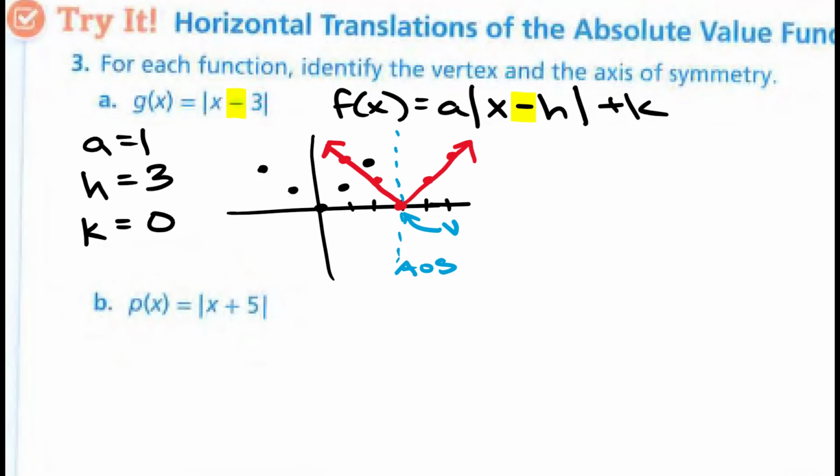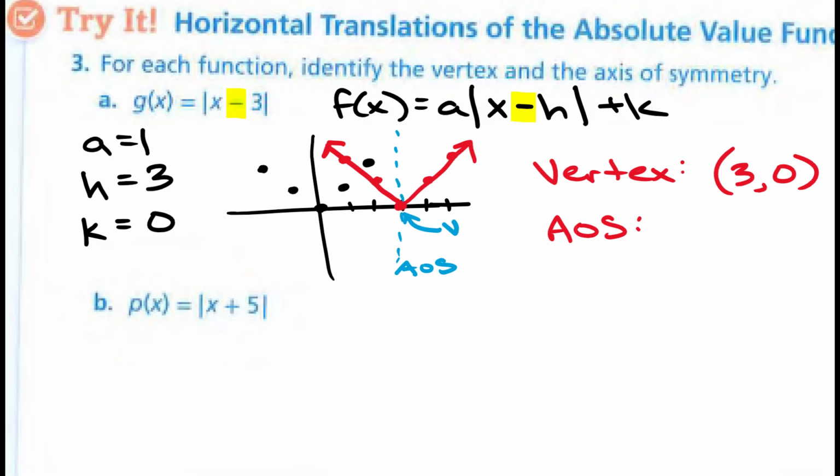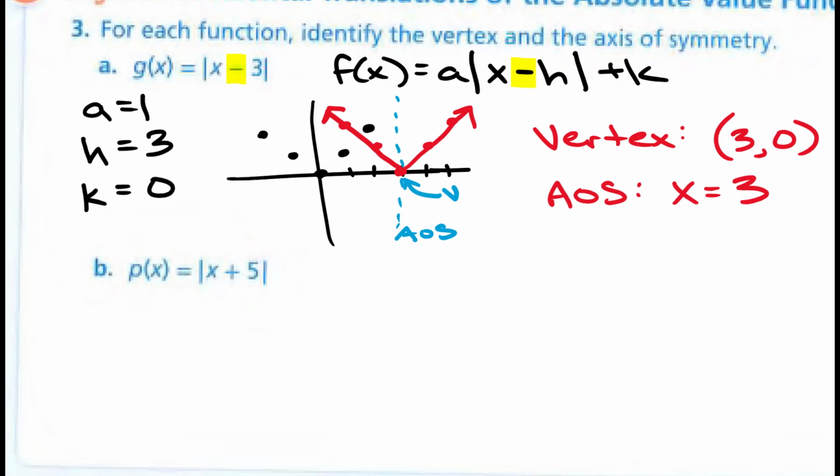So when we write that up, we'd say our vertex is that point h, k, so 3, 0, and then our axis of symmetry is always x equals h. So in this example, x equals 3. And then for part B, our function now is p of x is equal to the absolute value of x plus 5. And so again, our a is 1, but in this example, your h is negative 5.